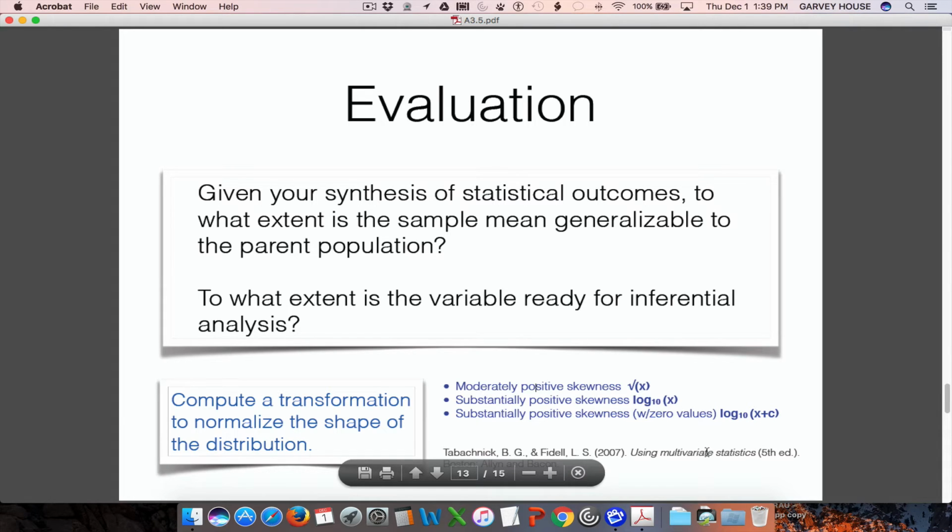There is some good information about doing transformations in Tabachnick and Fidell. It's a great multivariate statistics book.